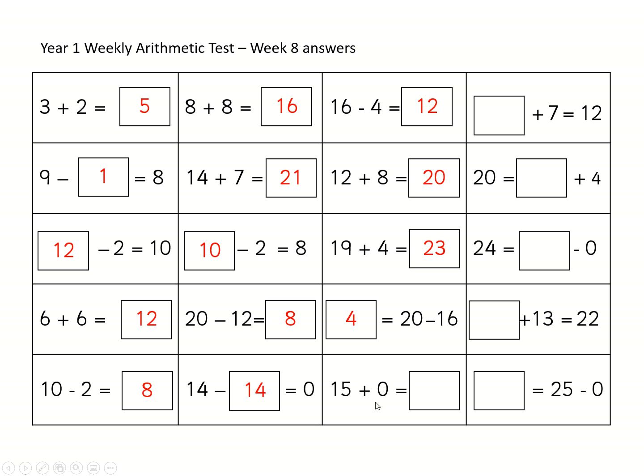15 plus 0. Add nothing to the number, it stays the same, 15. And then what do we add to 7 to get to 12? 5. We're aiming at getting from 4 to 20, so we add 16. 24 equals something, take away 0. If you take nothing away, it's got to be the same number, so it's 24. Then we've got, what do we add to 13 to get to 22? That's 9. And the last one is 25 minus 0, which makes 25. I bet you did brilliant.